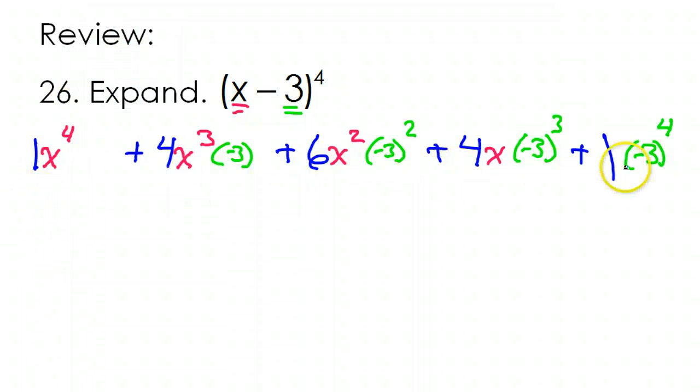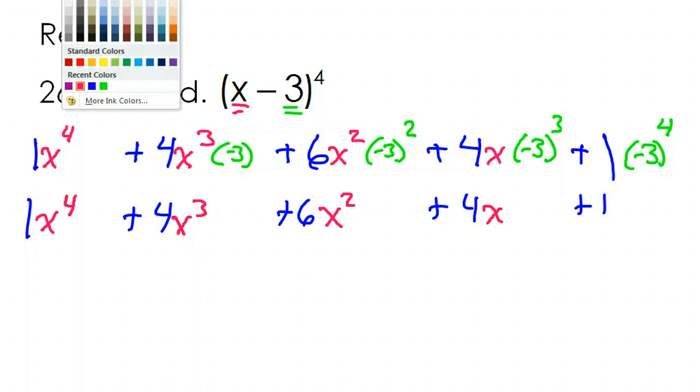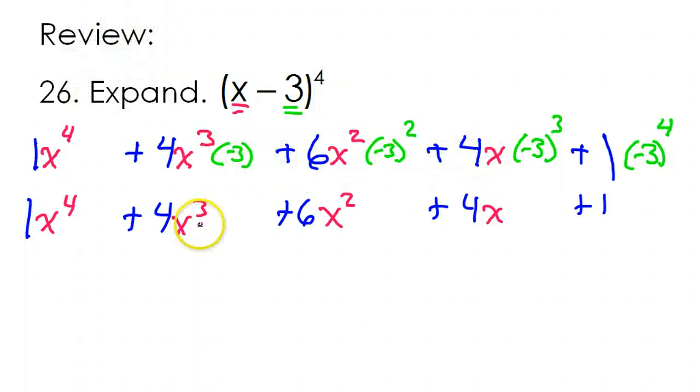So I'm just going to copy everything except for the green part. I'm just going to bring down my 1, my 4, my 6, my 4, and my 1. And I'm going to bring down all this pink stuff. So I have x to the fourth power, x to the third power, x squared, and x. Alright, so just focus on the green part. So negative 3 is going to stay negative 3. But here I have negative 3 squared. That's positive 9. Negative 3 to the third power is negative 27. And negative 3 to the fourth power is positive 81.